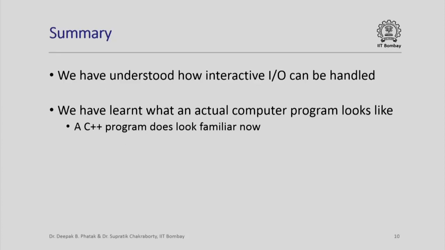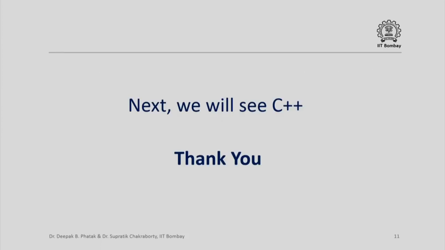In summary, we have understood how Dumbo can handle interactive input-output. We have also learned what an actual computer program looks like. In fact, we notice that a C++ program does look familiar now. Well, with this preparation, we are now ready to jump into C++. So, next we shall see C++.